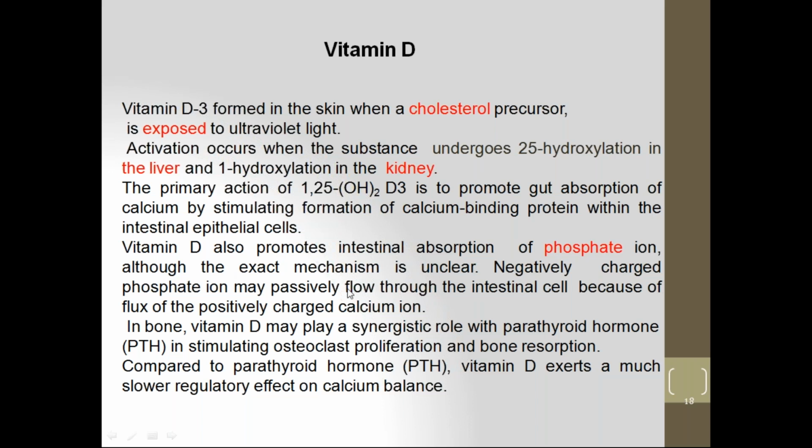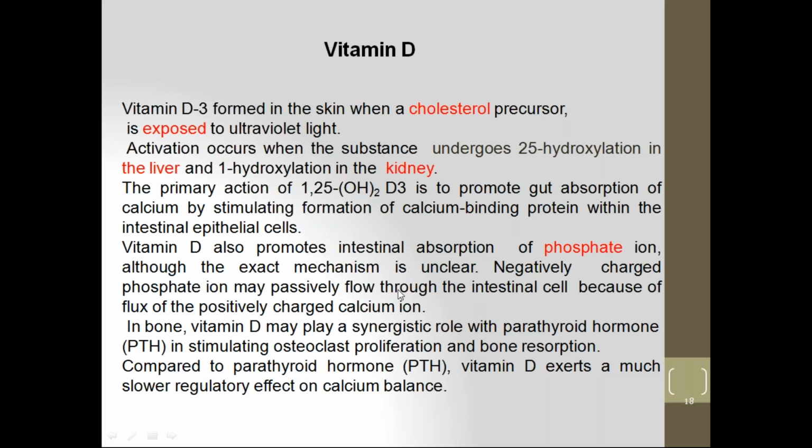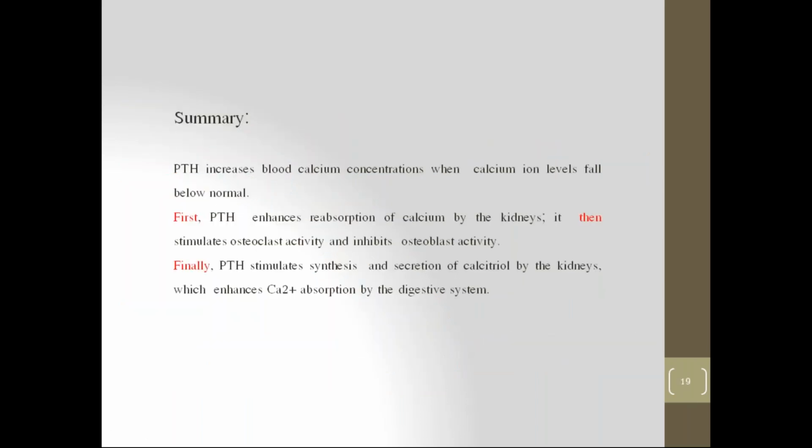The negatively charged phosphate ion may passively flow through the intestinal cells because of the flux of positively charged calcium ions. In bone, vitamin D may play a synergistic role with parathyroid hormone. Combined, they act to release calcium from the bone.